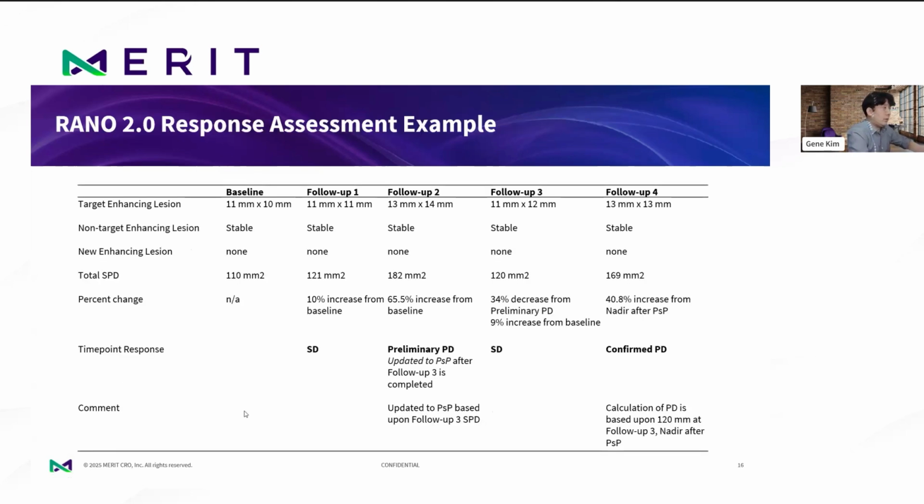So this will be some easy examples based upon a prior slide, where the patient has just non-target enhancing, non-measurable lesions that are stable throughout the time points, but the target enhancing lesions are changing, being followed from baseline through follow-up time point 4. The patient starts with 10 and 11 in this example, which calculates a total SPD of 110.